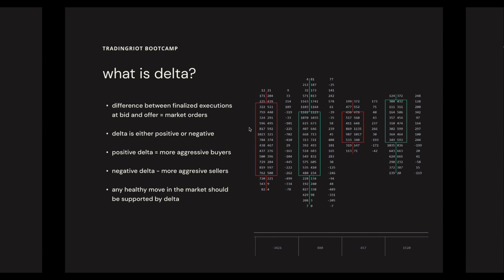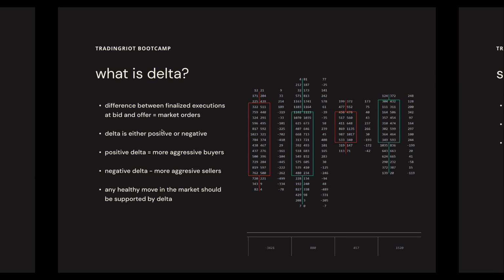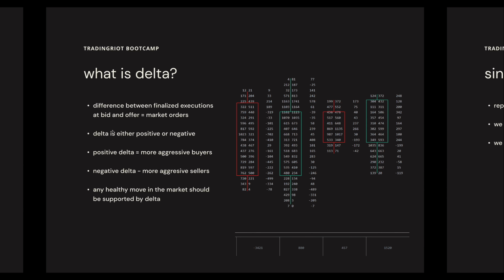So delta, like I said, is the difference between finalized executions at the bid and the offers. These are the market orders. Delta is either positive or negative. The positive delta means that there are more aggressive buyers. The negative delta means there are more aggressive sellers.